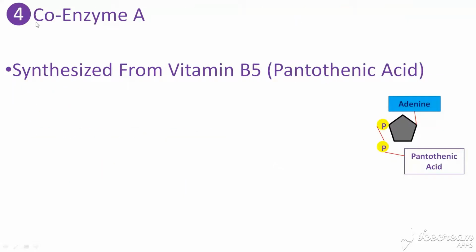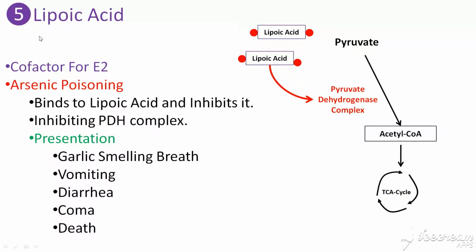The fourth cofactor in the pyruvate dehydrogenase complex is going to be coenzyme A. Now, this is going to be synthesized from vitamin B5, also known as pantothenic acid. So pantothenic acid is just added to an adenosine nucleotide, and we get coenzyme A. The last cofactor used in the pyruvate dehydrogenase complex is called lipoic acid.